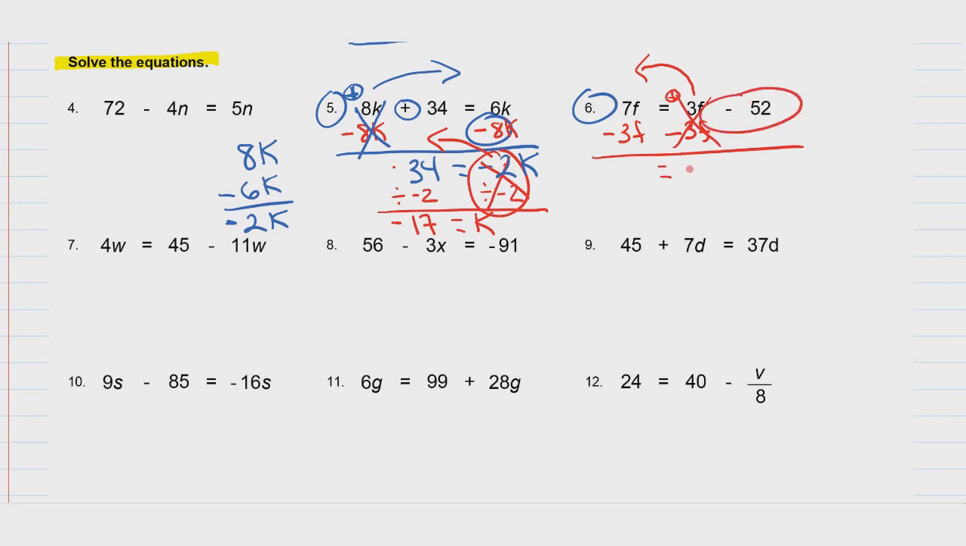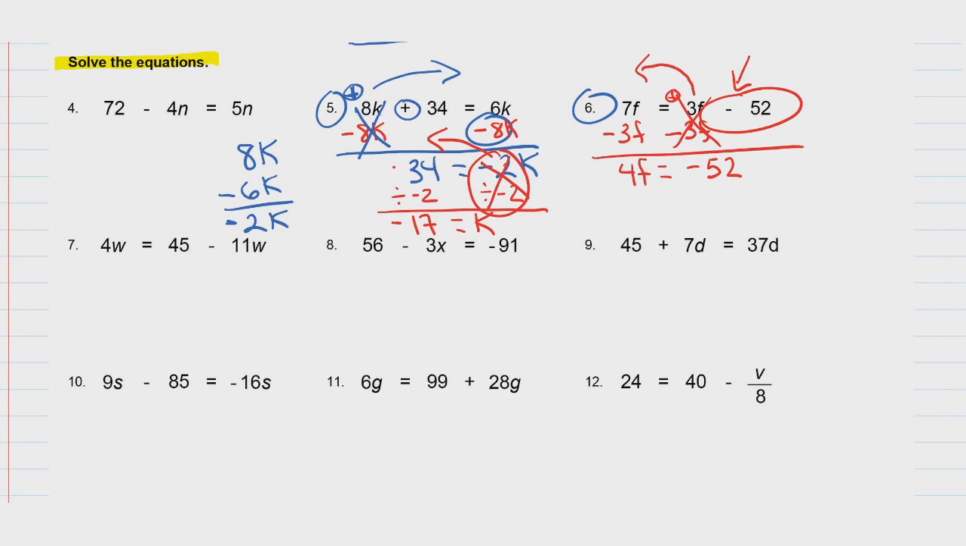And right here, you have a minus 52. Do not forget about that negative sign. A lot of people forget that, and that just messes up the whole problem. Then we have 7f minus 3f, which will give us 4f.